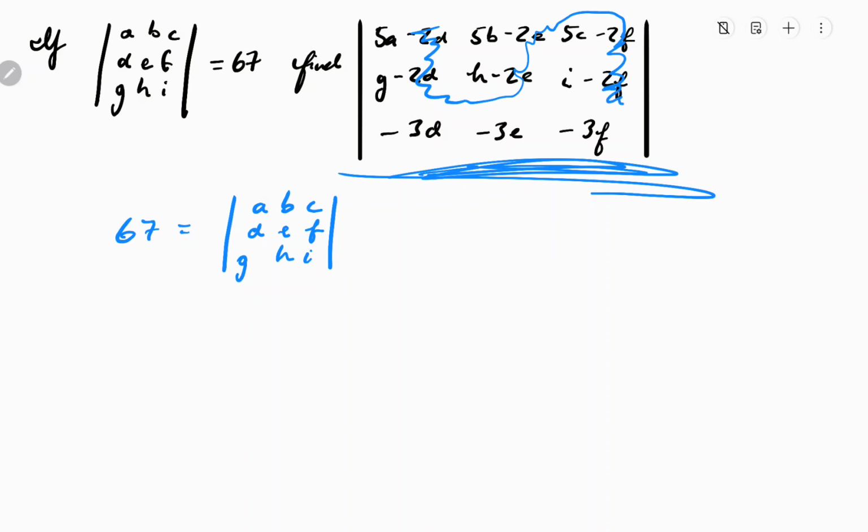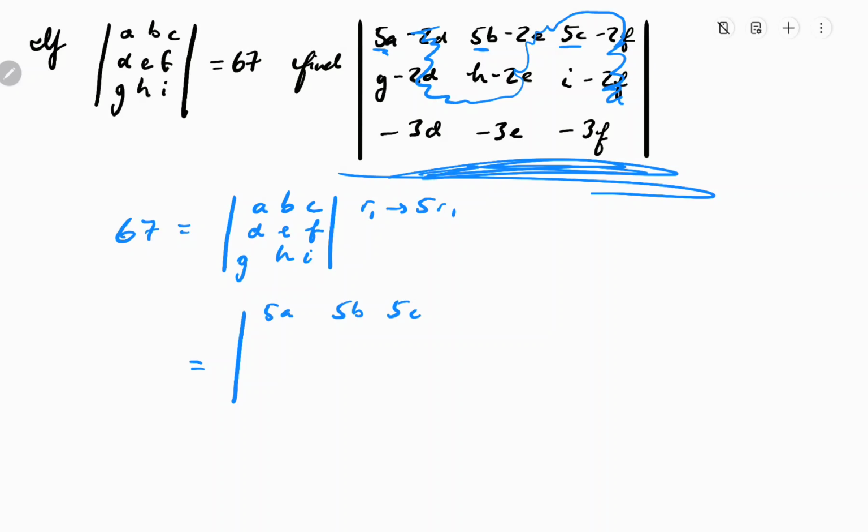So the first thing I notice, well, you can notice whichever you want first, is that we have a 5 attached to each number of the first row, which means the entire first row was multiplied by 5. So row 1 goes to 5 times row 1. All right, so this would give us 5A, 5B, and 5C.